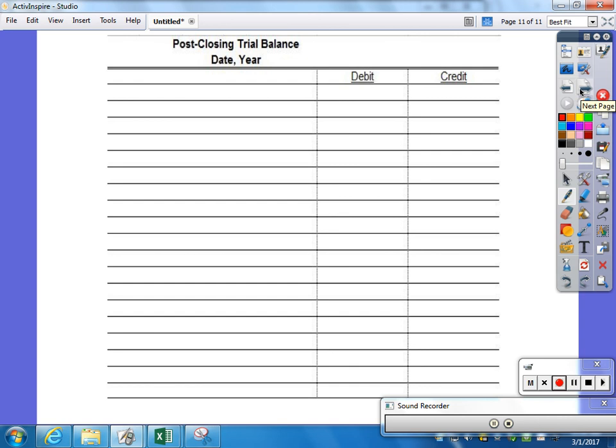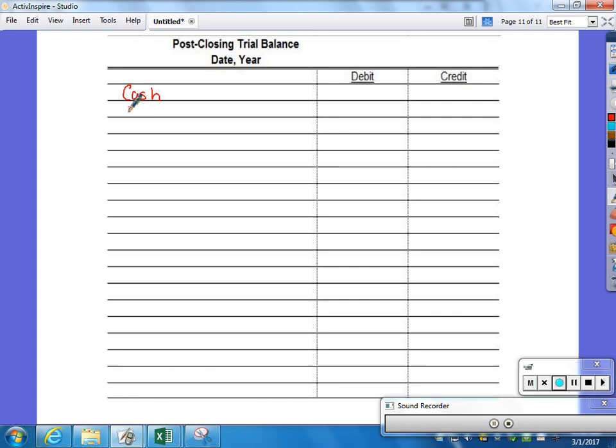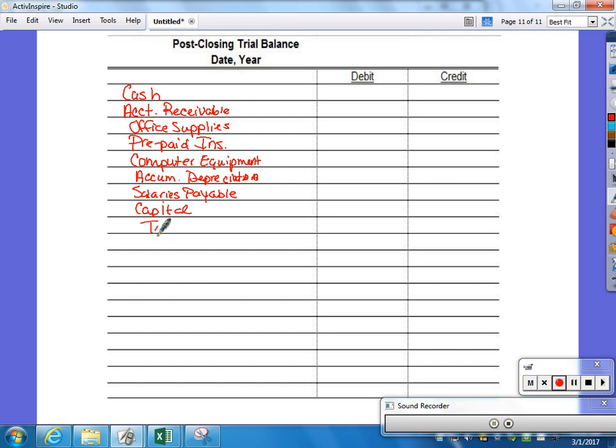So the only things we're listing are permanent accounts such as cash, accounts receivable, office supplies, computer equipment, accumulated depreciation, salaries payable, and capital. Total those up.